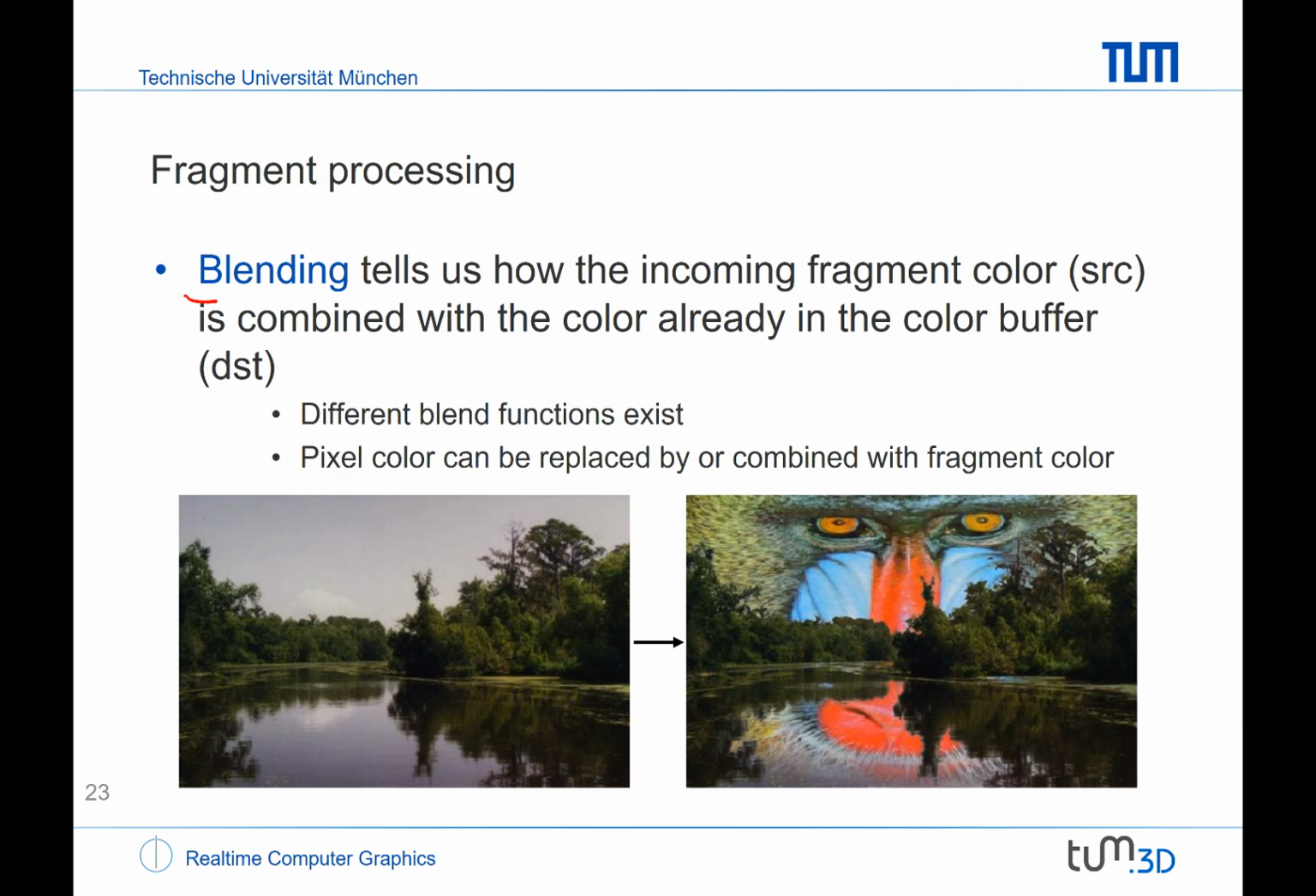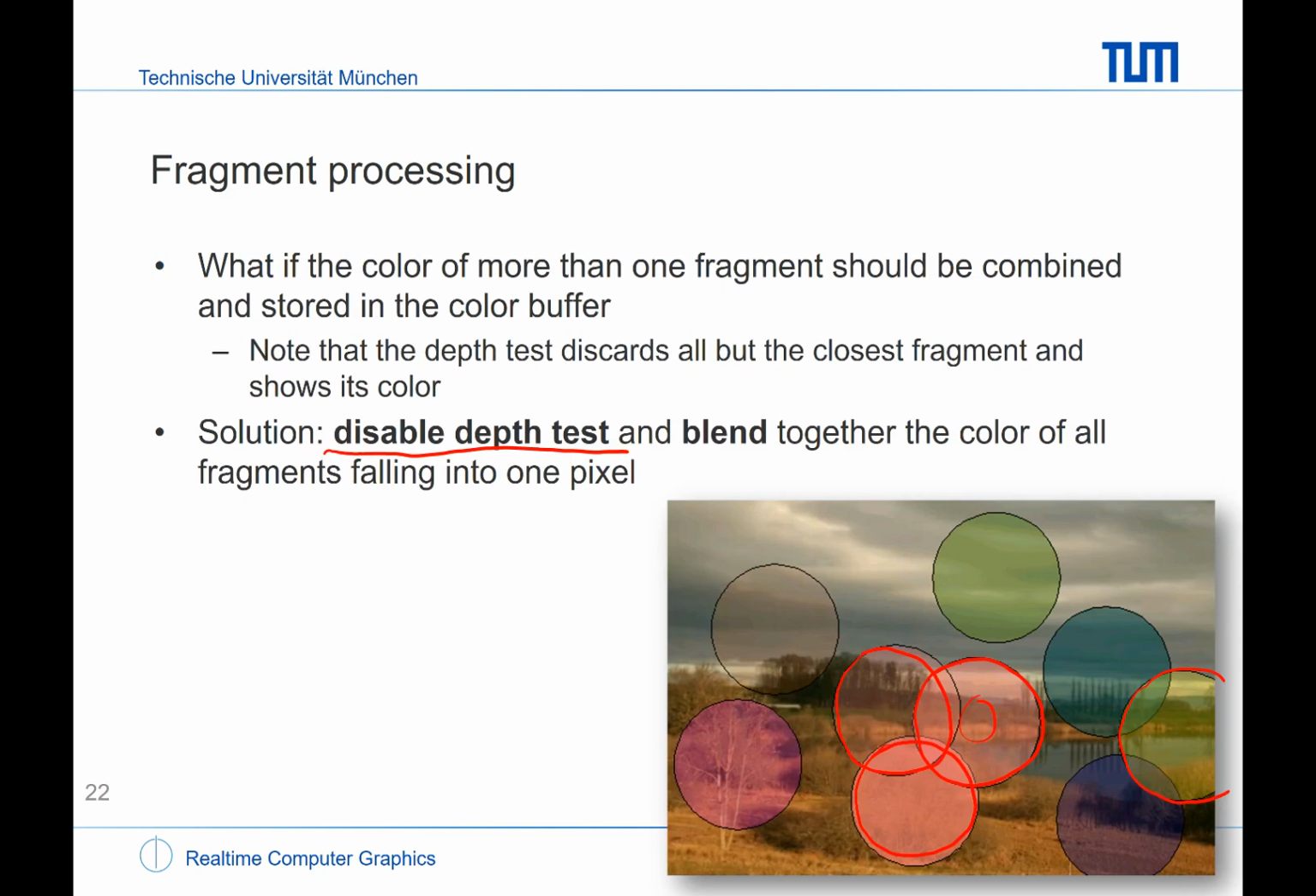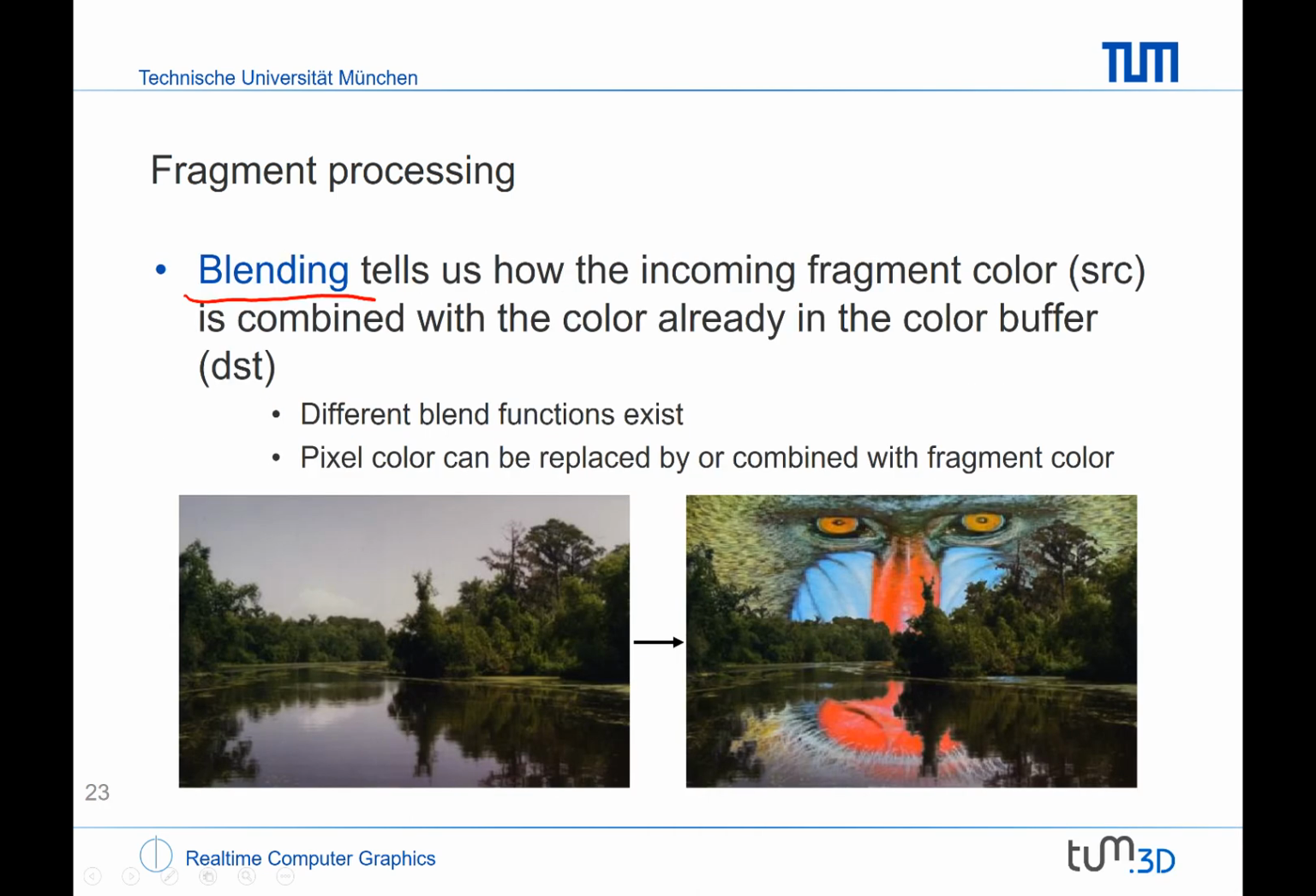First of all, what we refer to as blending is this kind of color mixing we have seen on the slide here: the mixing of the yellow color of this circle with the background color. This kind of mixing is called blending, and it essentially tells us how the incoming fragment color, the so-called source color, is combined with the color that is already in the color buffer, the so-called destination color.